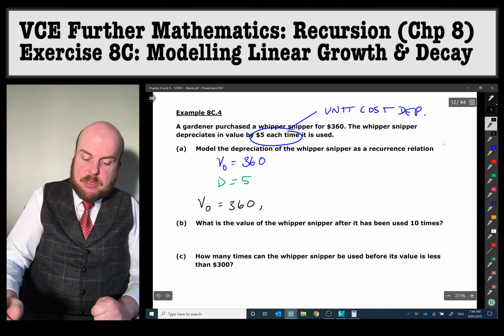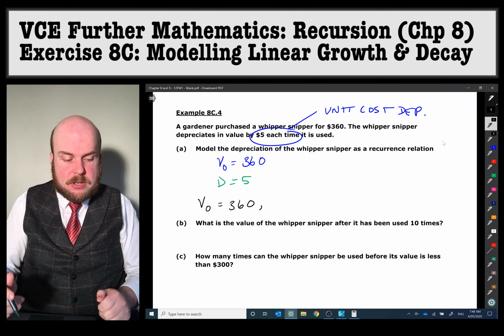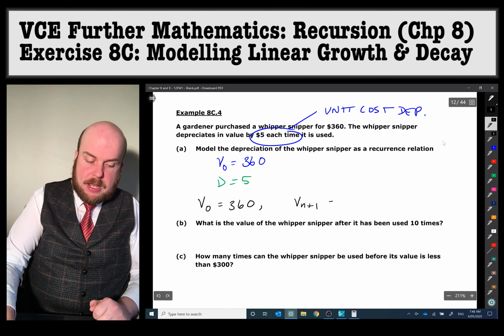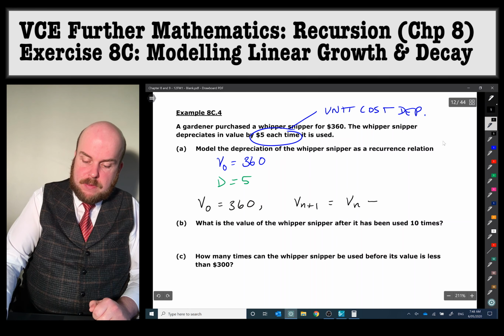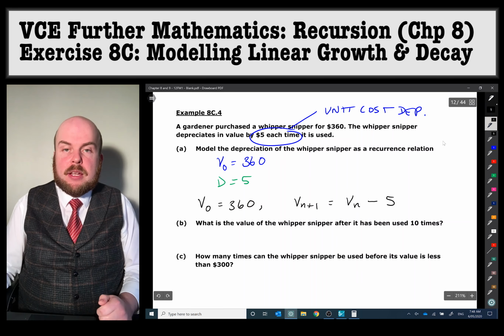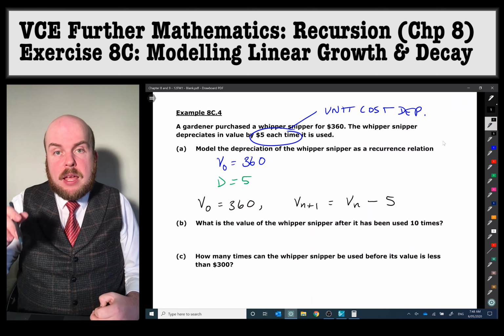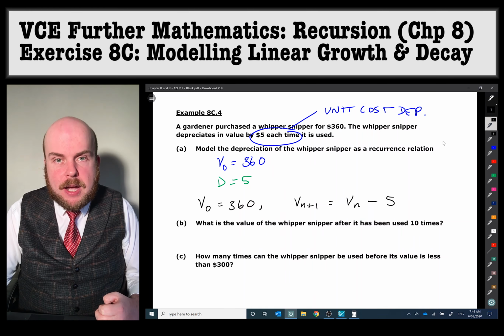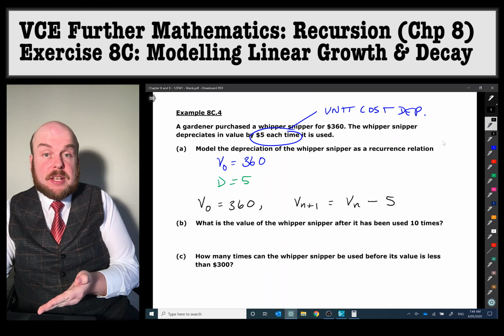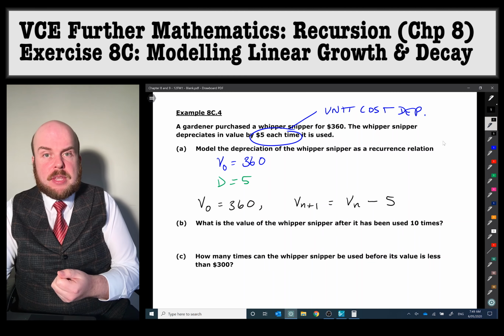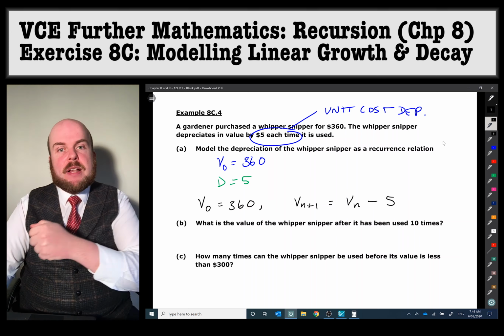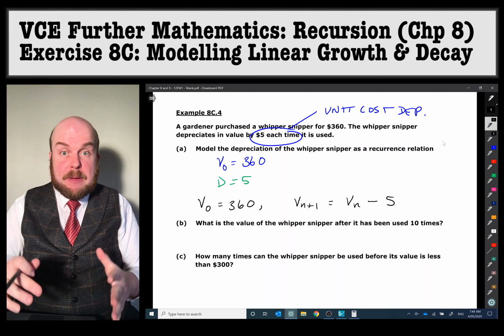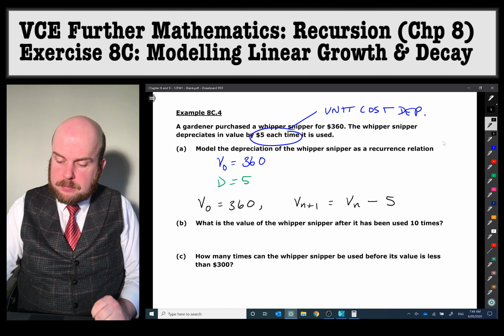V0 is 360. You always need to put that initial value in there. And Vn plus 1 is equal to Vn take away 5. As a further reminder, even though we're depreciating, please do not say n minus 1. That suggests you're referring to the value that comes beforehand, not the value next. So keep it always as Vn plus 1.